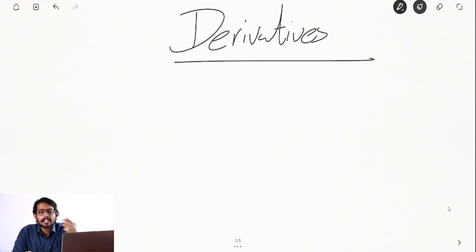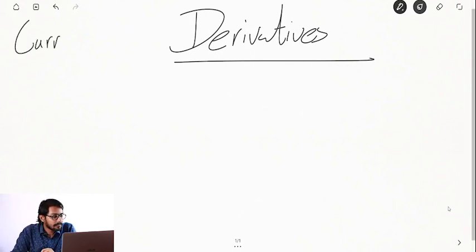And in my encounter with professionals in the corporate sector, what I've come to know is that within the next 5 years, every company will be dependent on derivatives. Understand, derivatives should be understood with currency.